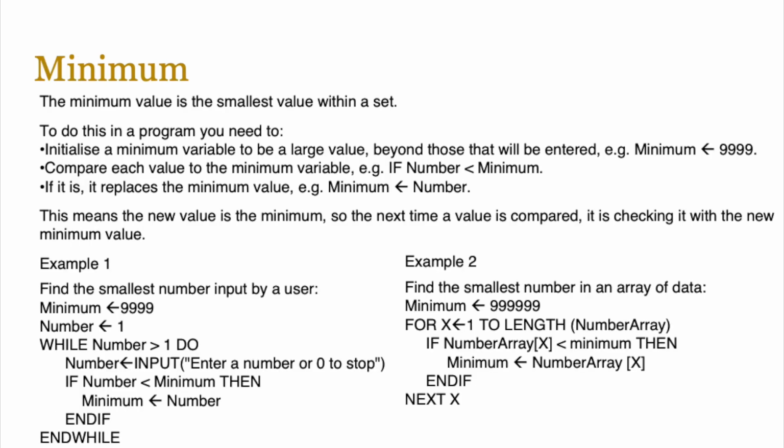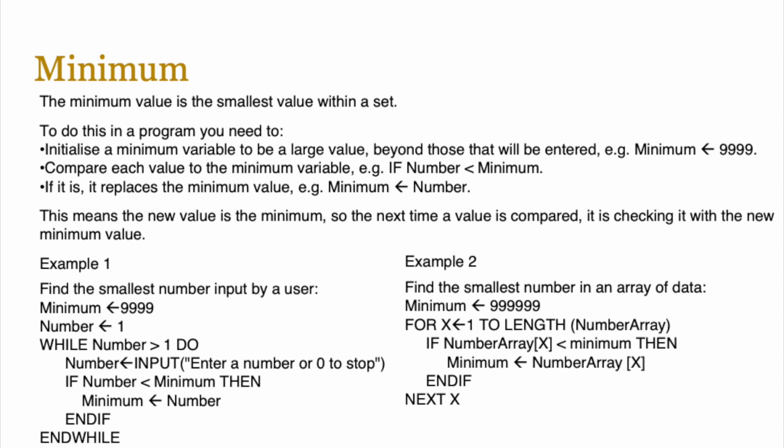The next method of solution is minimum, and this is used to work out the minimum value in a group of values. Now, to do this, just like the other ones, you have to initialize a minimum variable, but you've got to set this to a large value, because what we're going to do is compare all the other values to this large value, and if it's smaller than that large value, then that value becomes the minimum, and we keep doing that.